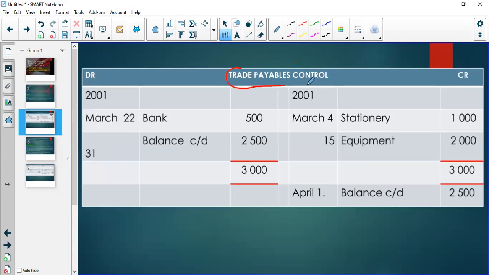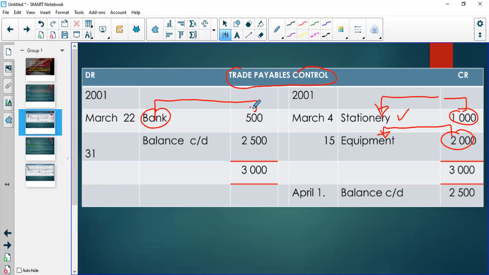So if you come to your trade payables control, the first one is stationery, 1,000 Rand. This is the account that was debited. Then we bought equipment of 2,000 on credit, right? But later on we did make a payment. So when we debited the trade payables control with 500, we credited the bank account. So the total for both sides is 3,000 on the credit and 500 on the debit. If we want to see which side is bigger, it's obviously the credit side.